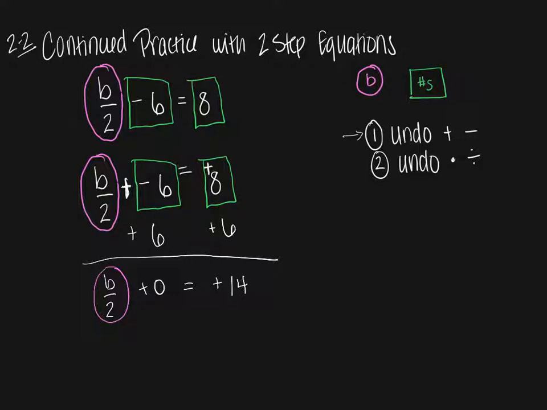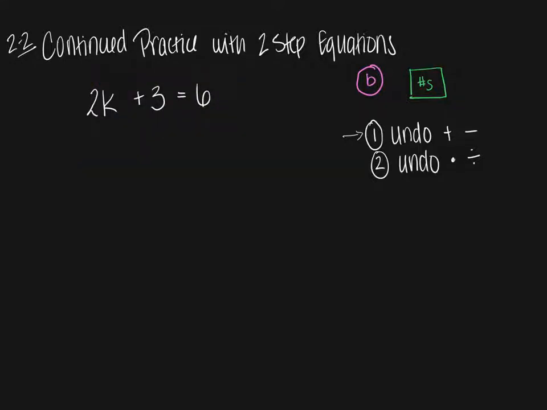Well, I end up needing to undo this division. So I'm going to multiply a 2 over here, and what I do there, I've also got to do over here. My 2's cross out, giving me my b, and my b equals 28. Well done. Let's do another one.